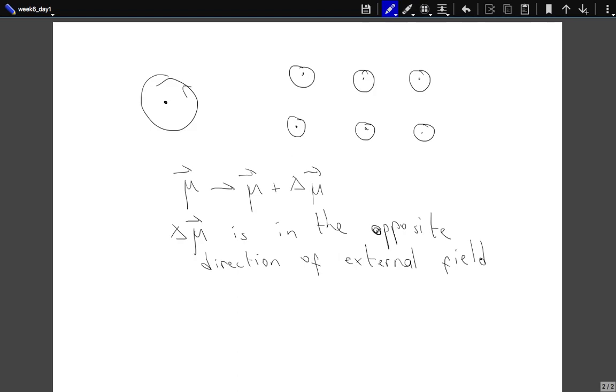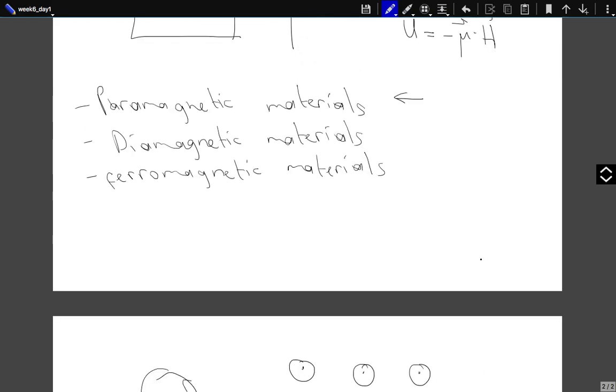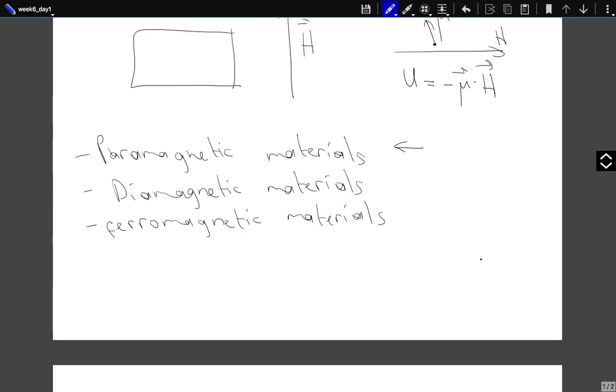So in the case of paramagnetism, you basically obtain a net magnetic moment in the direction of the applied field. In diamagnetism, you obtain an additional magnetic dipole moment in the opposite direction to the applied magnetic field. So that in diamagnetic materials, inside the material, the magnitude of the applied magnetic field is reduced in the sum.